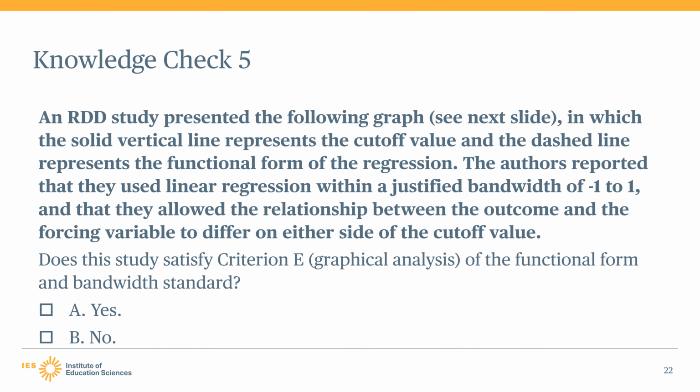All right, time for knowledge check 5. A regression discontinuity design study will present the graph that I'll show you on the next slide. The authors reported that they used a linear regression within a justified bandwidth of negative 1 to 1, and that they allowed the relationship between the outcome and forcing variable to differ on either side of the cutoff. Based on this graph, does the study satisfy criterion E of the functional form and bandwidth standard? Your choices will be A, yes, or B, no.